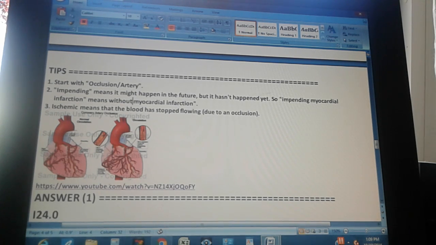Included. Okay, the third tip: ischemic means that the blood has stopped flowing due to an occlusion. In the tabular list you're going to find ischemic, and you'll ask, where is that word in my text? You don't find it. But ischemic just means that the blood flow has stopped, because there's an occlusion, something that's blocking the blood flow.